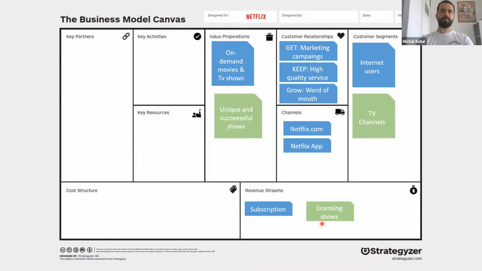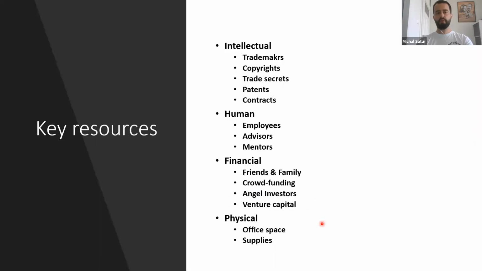And now on the left side, there are some key resources you have to think about, which you need to provide your business. There can be intellectual, human, financial, or physical. Starting from the physical, if you are, for example, selling something, you have to manage your supplies. For the financial, you have to have money to run your business, to pay salaries or pay for the campaigns. Also, you need the human, you need the employees, advisors, and mentors who can make your business work. And from the intellectual side, the best thing is to have a patent, copyright, or trademarks, and also some special contracts or trade secrets.